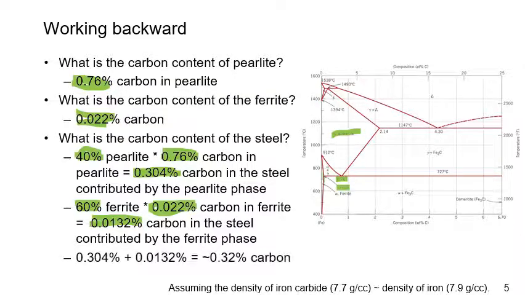Add those two up, so I have 0.30% carbon contributed by perlite, 0.01% carbon contributed by the amount of that 60% ferrite in my microstructure, and I get that the overall carbon content, the C naught, is about 0.32% carbon.